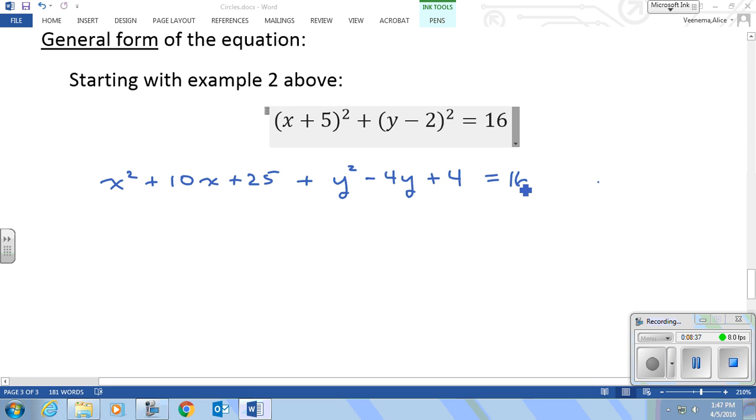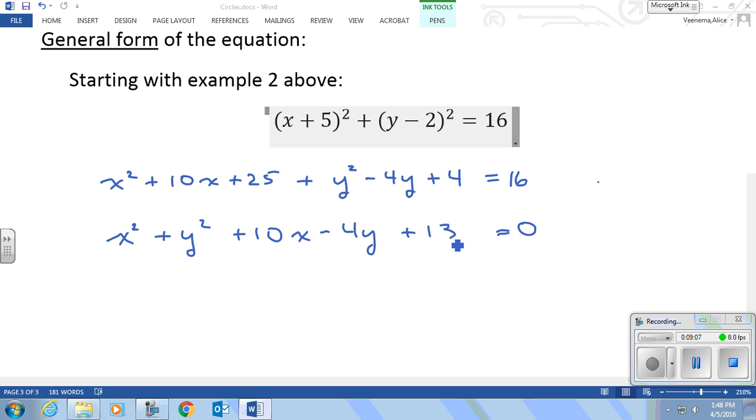And to get into general form, everything has to be left of the equal sign and our like terms collected. So we're going to subtract 16 from both sides, so we have a 0 on the right, and we'll get x squared plus y squared plus 10x minus 4y, and I have the 25 plus 4 minus the 16, so plus 13 equals 0. And that's the general form for the equation of a circle.